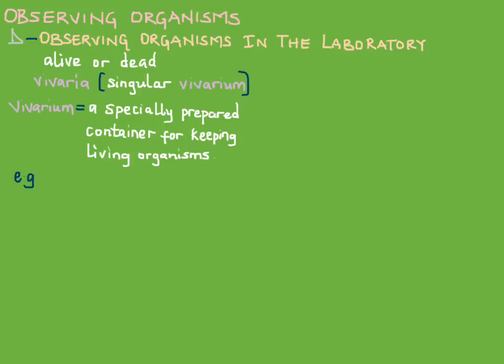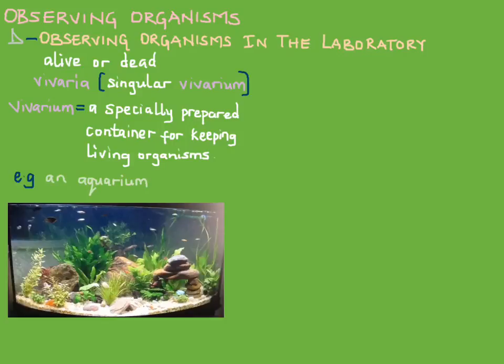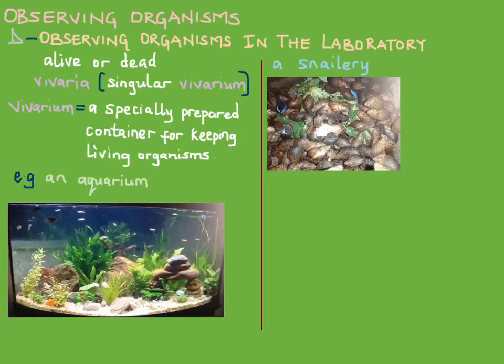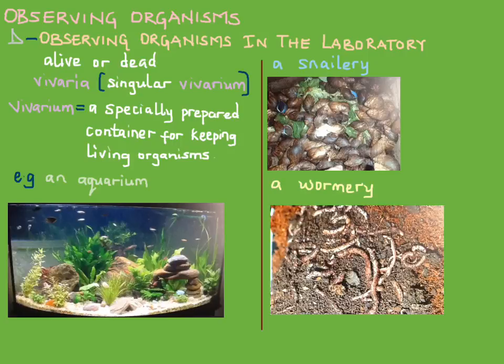Examples of vivaria include an aquarium for keeping aquatic plants and animals, a snellery for keeping snails, and a wormery for keeping worms. Vivaria are useful because live organisms can be kept for a long period of time and can be studied often and in detail.